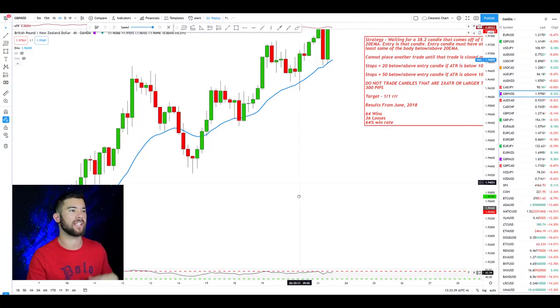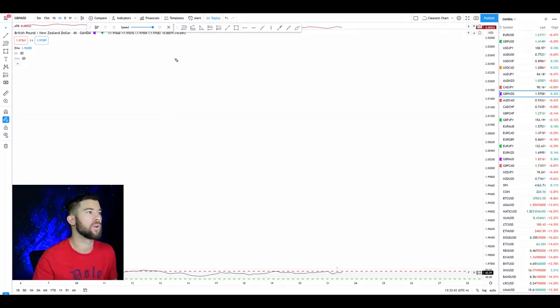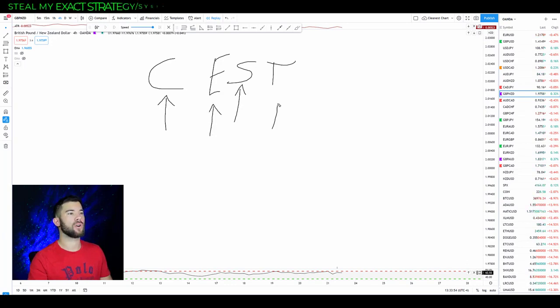And that's what we're going to build right now. In order to build a trading strategy, I always look at 4 main components, and I call them, we're going to talk about this in depth a little bit later, CEST. What this stands for is conditions, your entry, your stop, and your target.